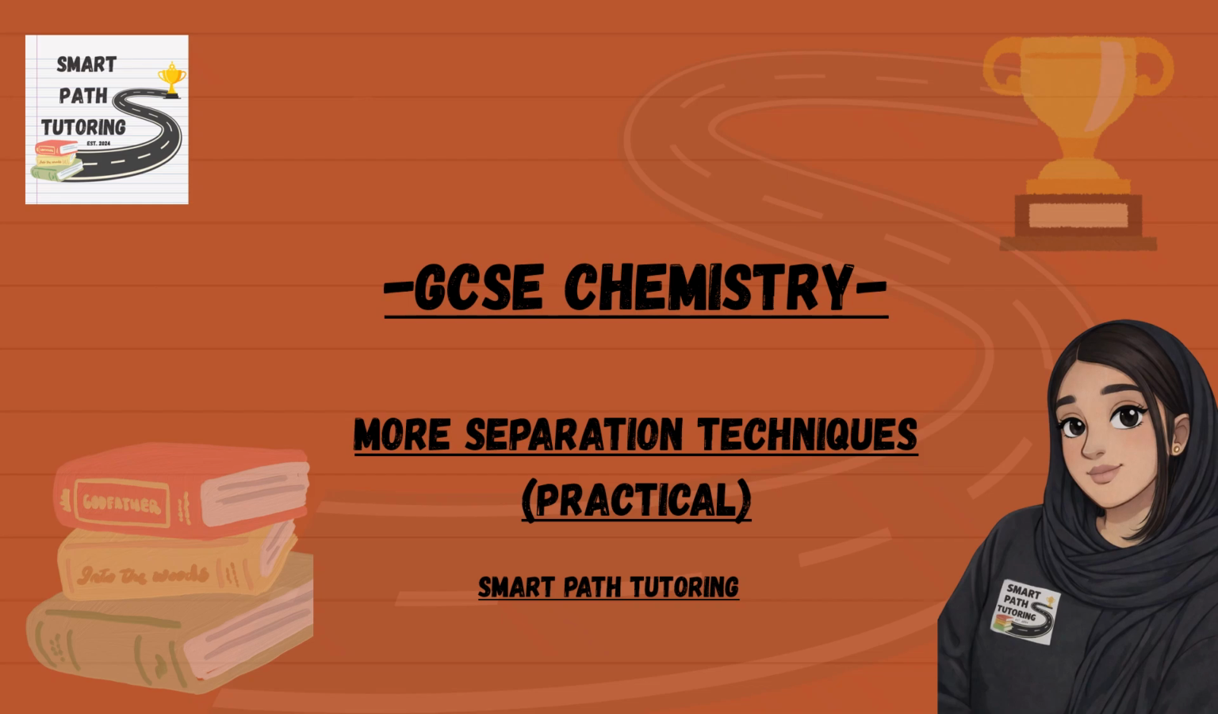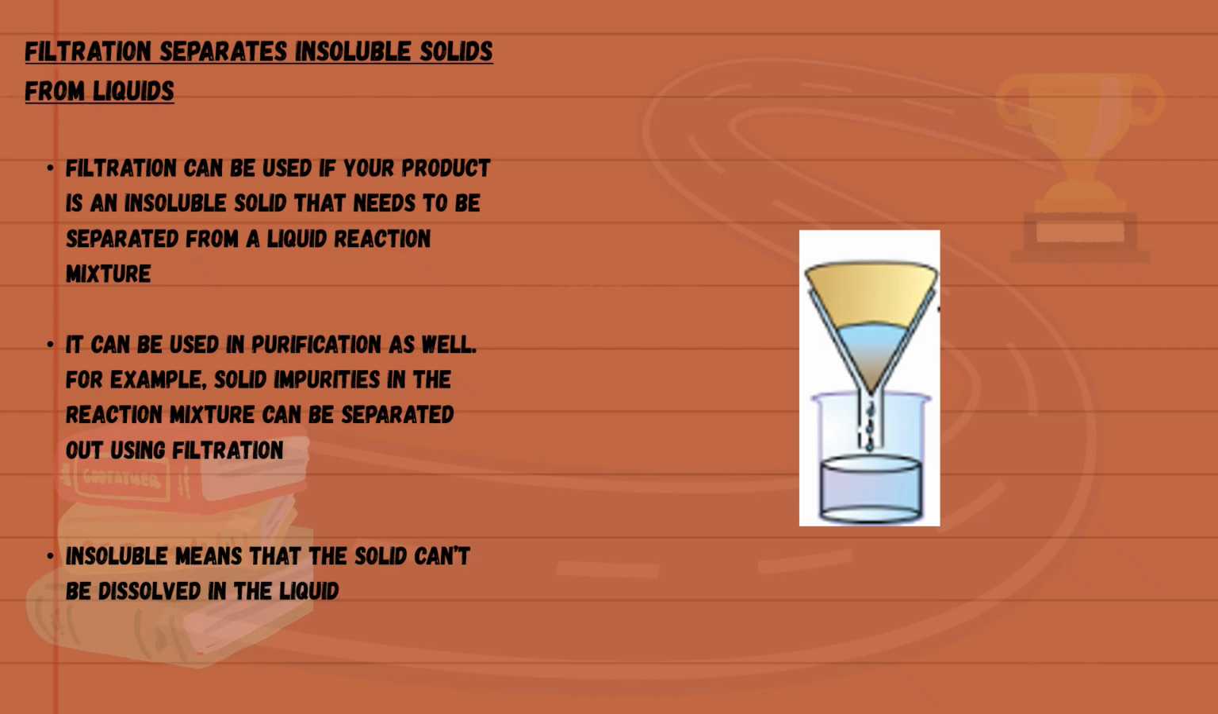More separation techniques, practical. Filtration separates insoluble solids from liquids. Filtration can be used if your product is an insoluble solid that needs to be separated from a liquid reaction mixture. It can be used in purification as well. For example, solid impurities in the reaction mixture can be separated out using filtration. Insoluble means that the solid can't be dissolved in the liquid.